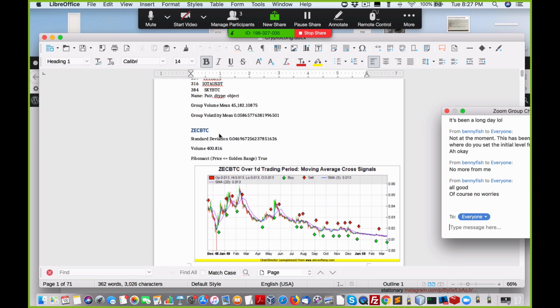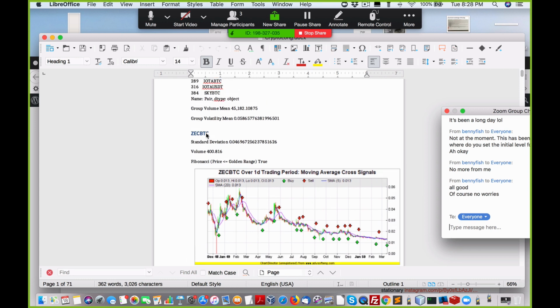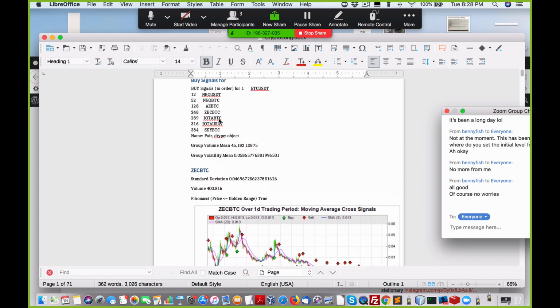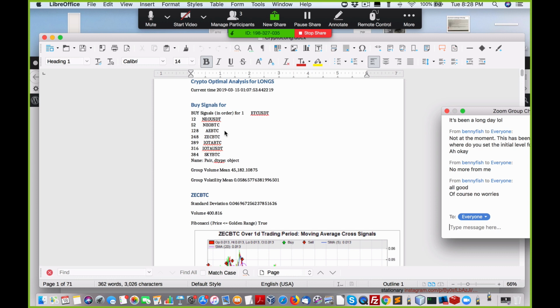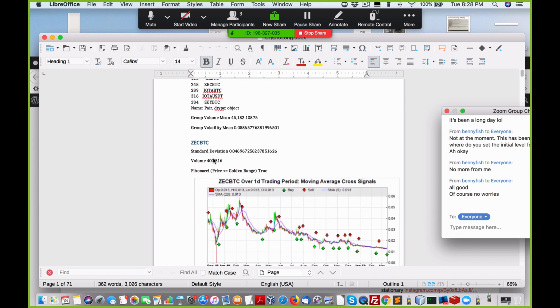So this goes in order of a ranking of which ones have a probability of actually giving profit in the next few days. And I'll show you why. So we know we have a group volume mean and we have a group volatility mean. So for each pair that I give in this report, and I give the same set of indicators for each of these pairs, I'll just show you one or two.